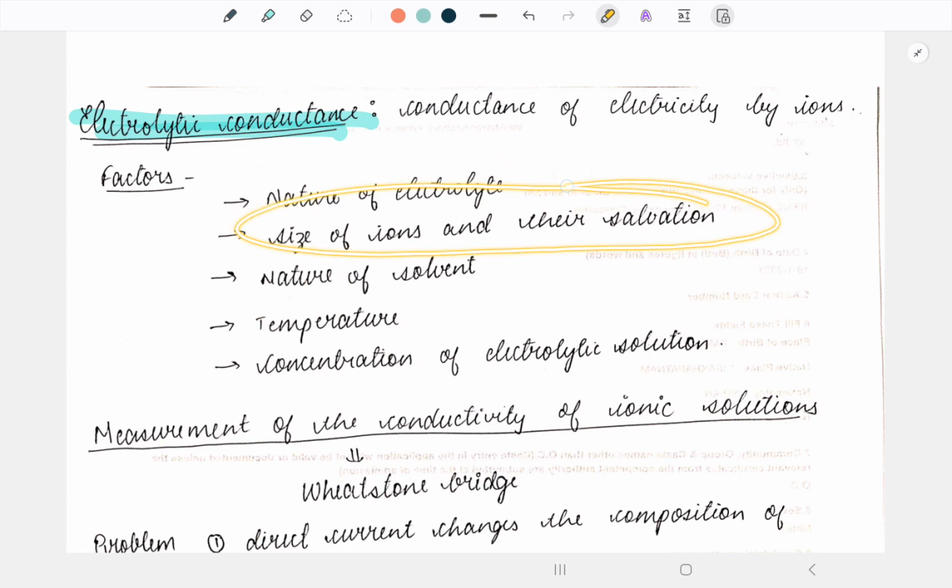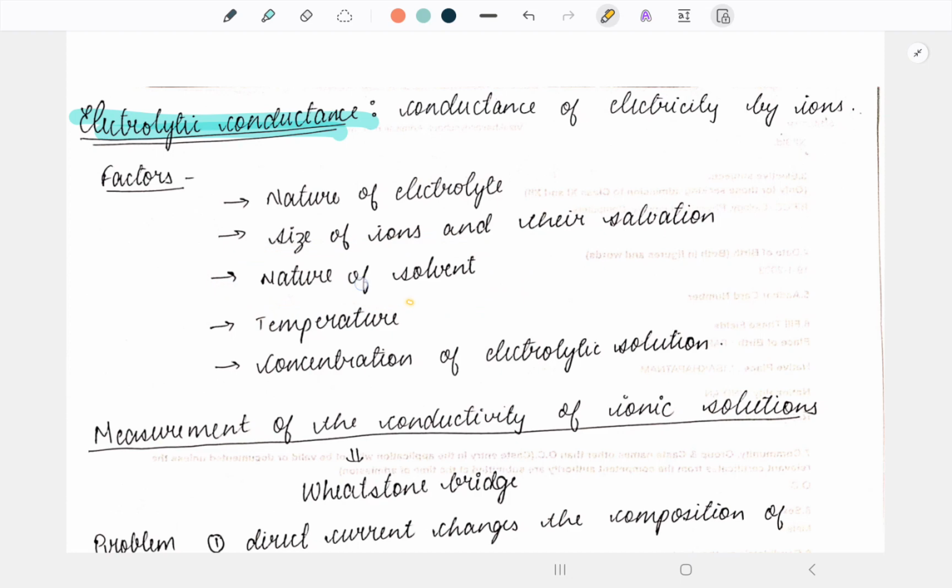Next is the size of ions and their solvation. The smaller the size of the ions of the electrolyte, the more will be their solvation, and hence the larger will be the electrical conductivity. Next is the nature of solvent and its viscosity. In a polar solvent, the electrolyte will ionize more as compared to a non-polar solvent. However, the lower the viscosity of the solvent, the higher will be the ionic movement and hence the larger will be the electrical conductivity.